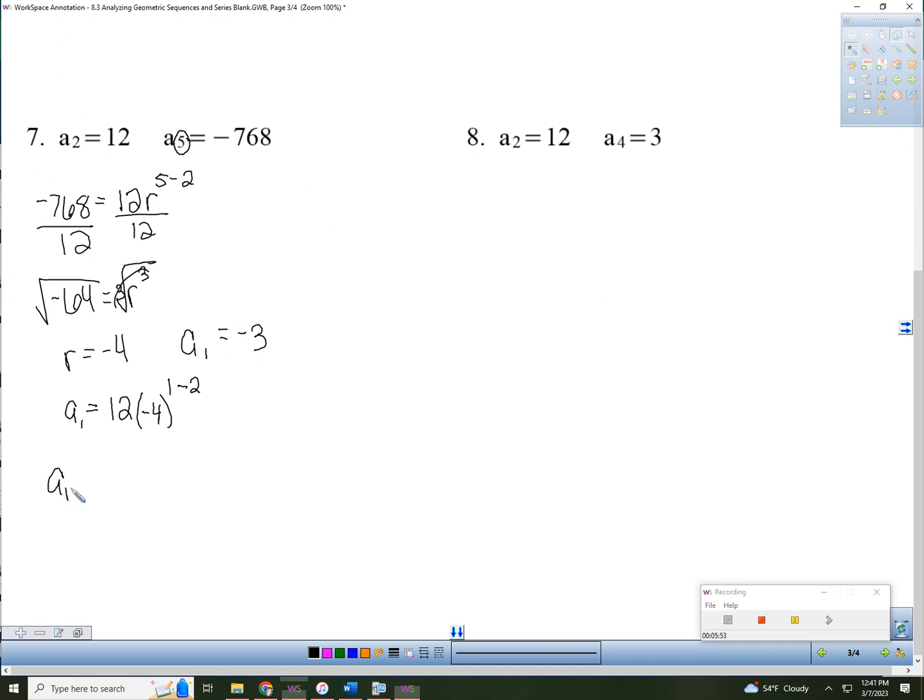And now I'm ready to write the equation. So a sub n is equal to negative 3 times common ratio of negative 4 raised to the n minus, that's the first term, so 1.